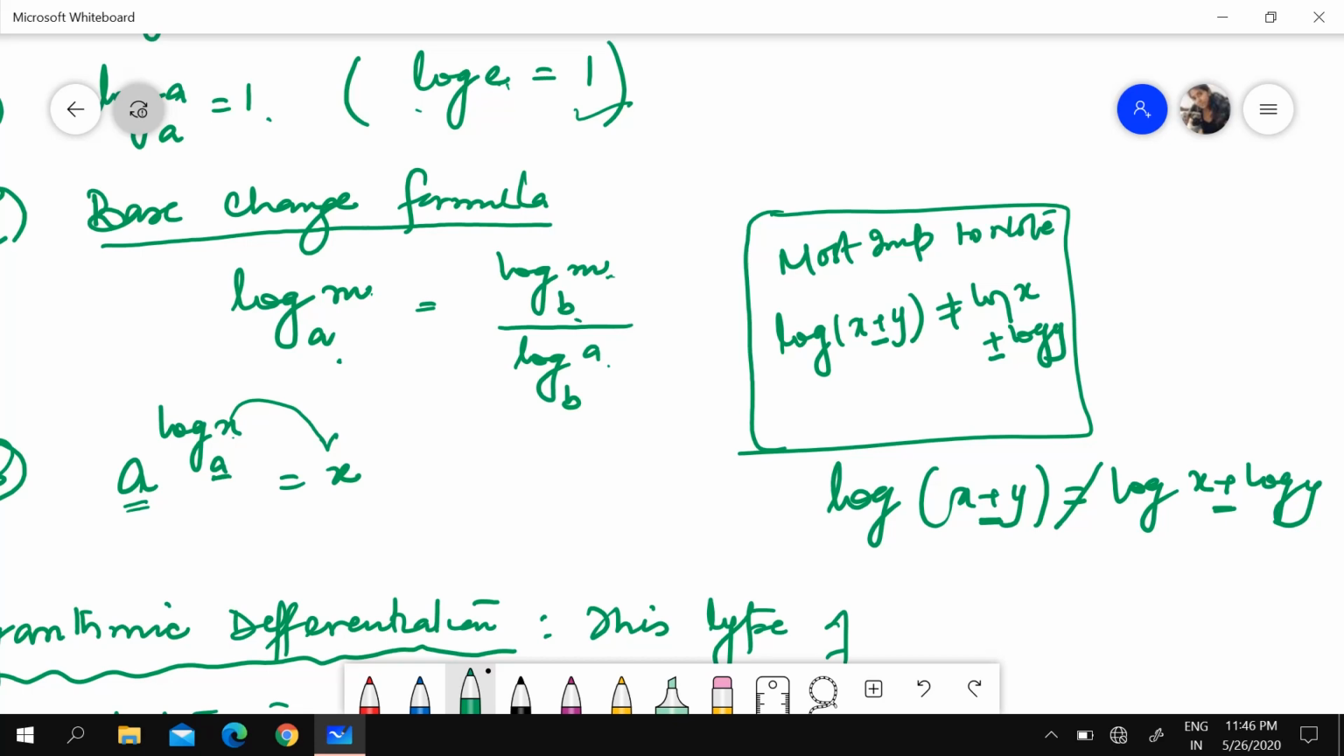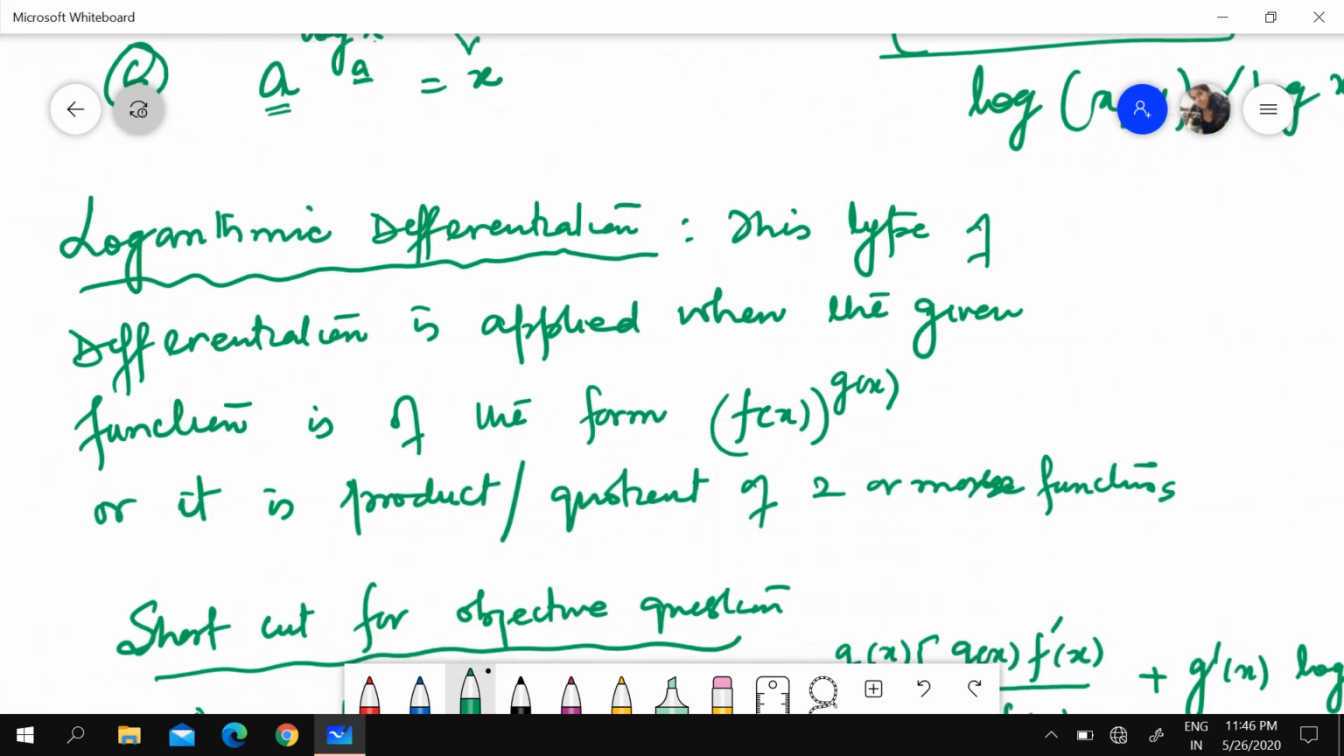Then let's come to the topic. What is logarithmic differentiation? It is not basically a differentiation. It is the use of logarithm in differentiation, and that is in those cases when we have function raised to power function.